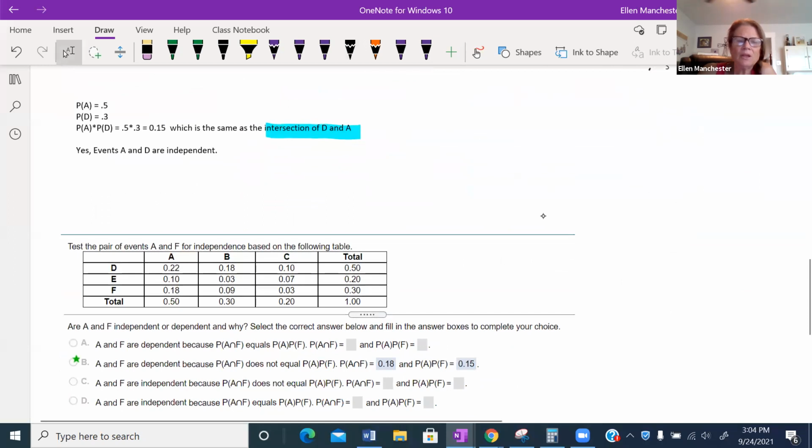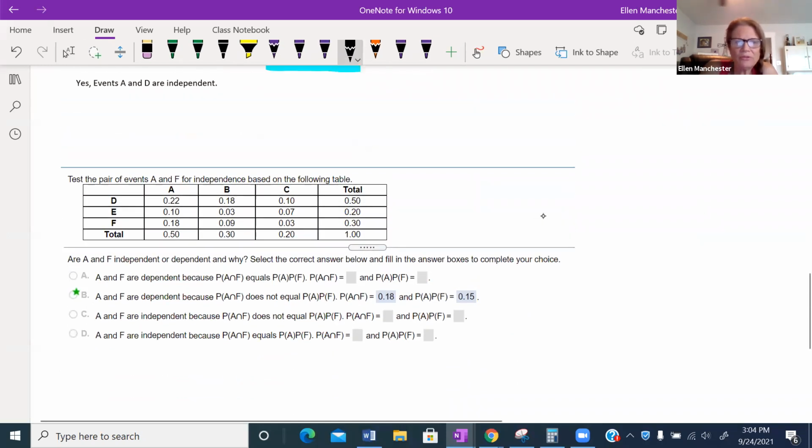Okay, so this is another example of something that you will see. You have to fill in a couple of blanks here. So they're asking, is the pair of events A and F independent based on the following table? So the first thing you're going to do is find the probability of A intersect F. So where are they intersecting? Here's A, here's F. So they intersect right here, right? Here's A, and here's F. So where they intersect, you're going to get that value.